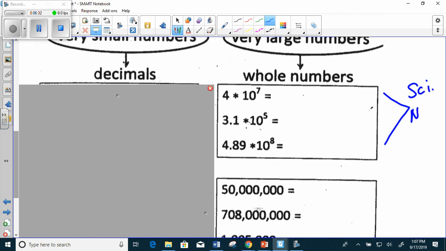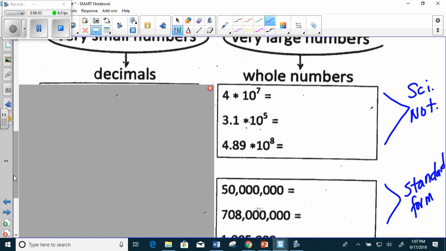How do you know that? Because you're multiplying a number using a decimal times a power of 10. So this is scientific notation. If you notice down here, those numbers are in standard form, the numbers. All right, so let's look at the first one.